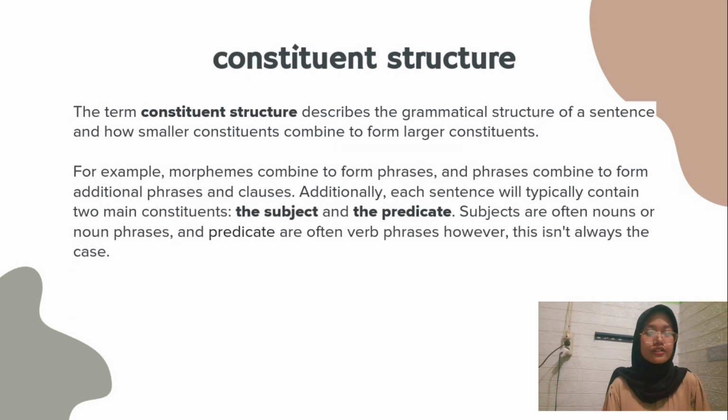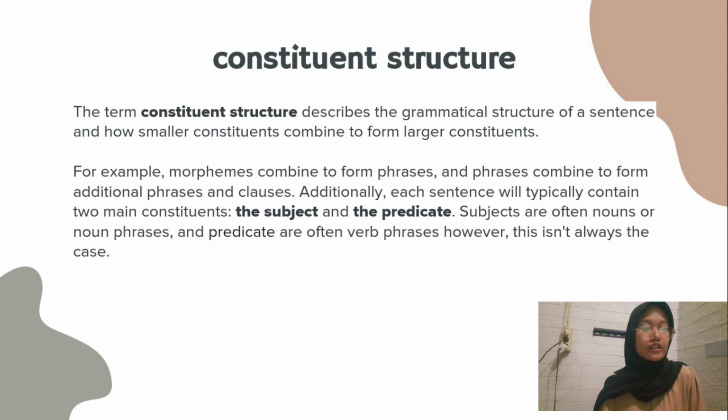Constituent structure. The term constituent structure describes the grammatical structure of a sentence and how smaller constituents combine to form larger constituents. For example, morphemes combine to form phrases, and phrases combine to form additional phrases and clauses. Additionally, each sentence will typically contain two main constituents, the subject and the predicate. Subjects are often nouns or noun phrases, and predicates are often verb phrases. However, this isn't always the case.